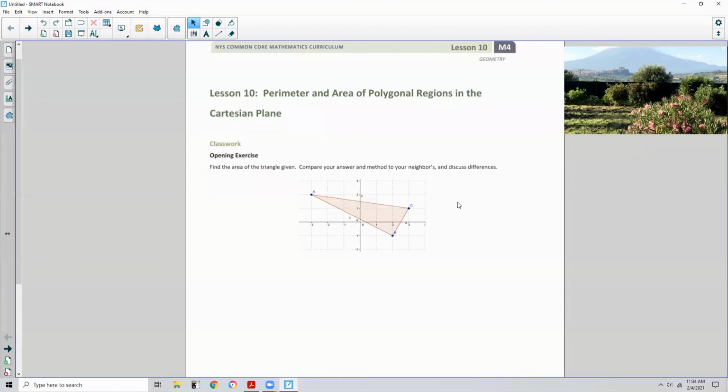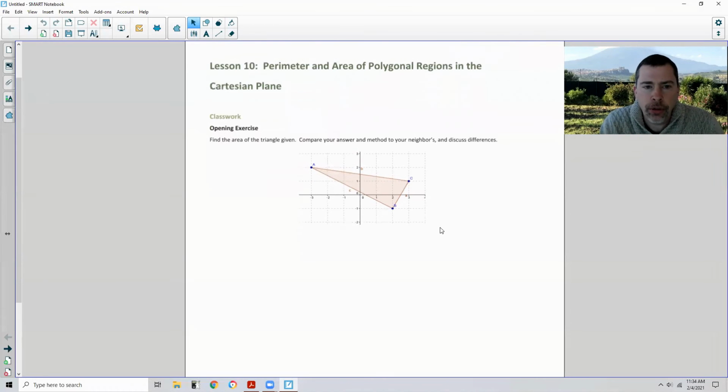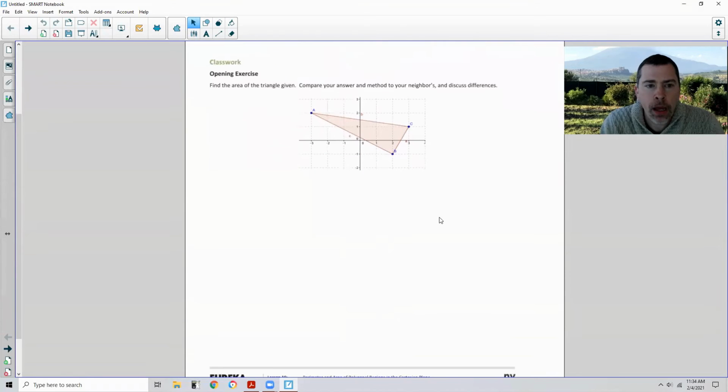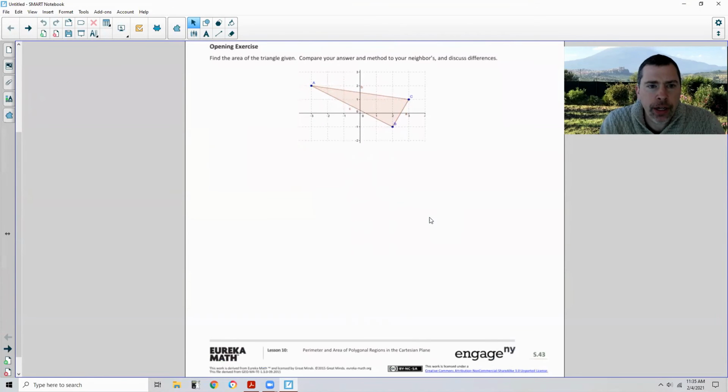Okay, Lesson 10. Hello there. Lesson 10, Perimeter and Area of Polygonal Regions in the Cartesian Coordinate Plane. All right, classwork opening exercise says, find the area of the triangle given, compare your answer and method to your neighbors, and discuss differences. So pause the video, see if you can do this, and then we'll take it from there. So here we go.